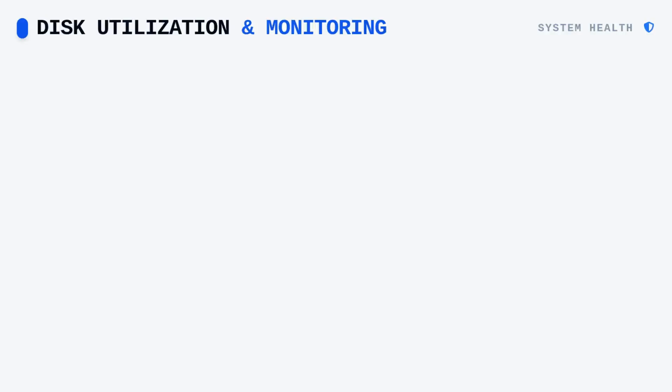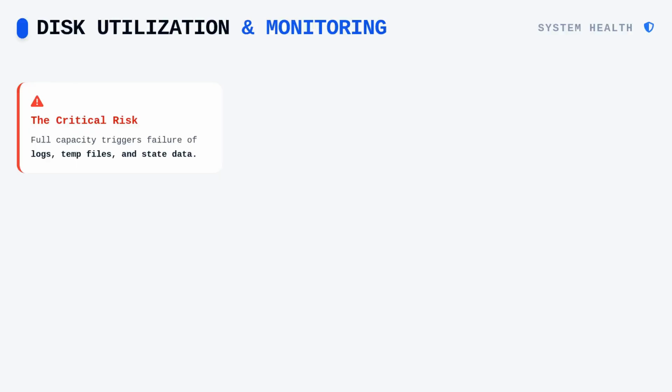Monitoring your disk utilization is a preventative measure every administrator must perform to ensure system health and continuity. When a file system reaches full capacity, critical processes that depend on writing temporary files, logs, or state data will inevitably fail, potentially leading to cascading system crashes.